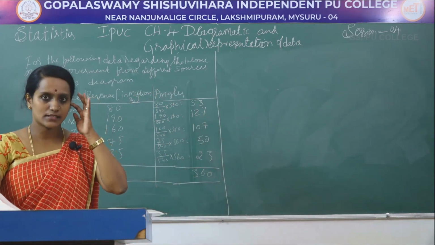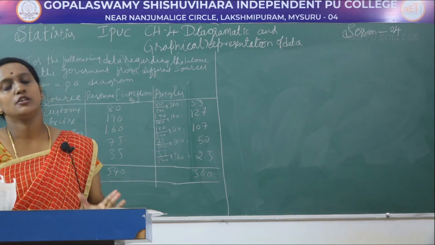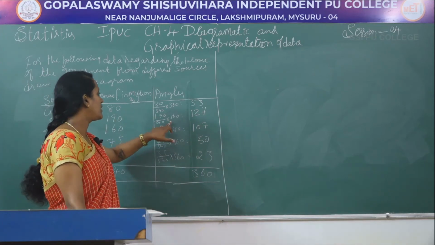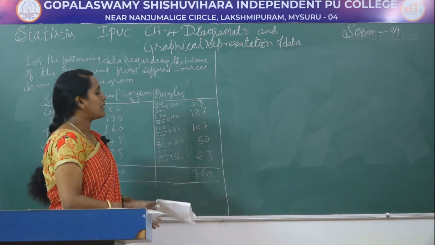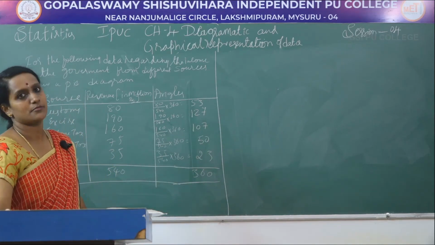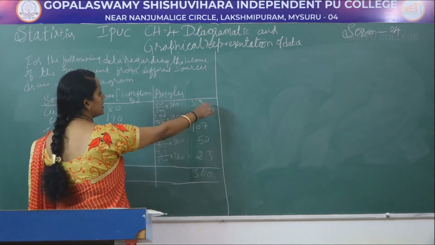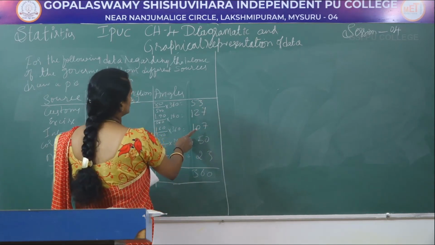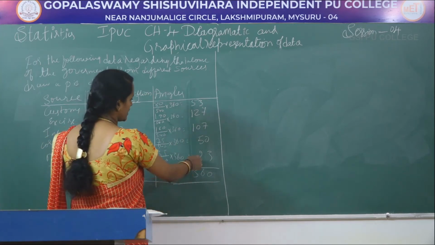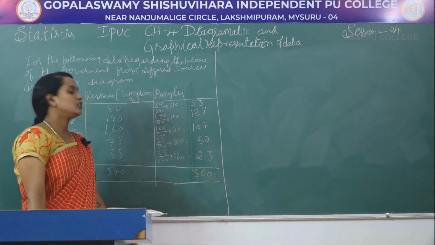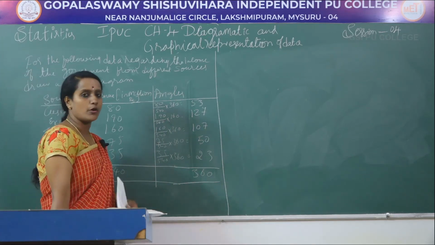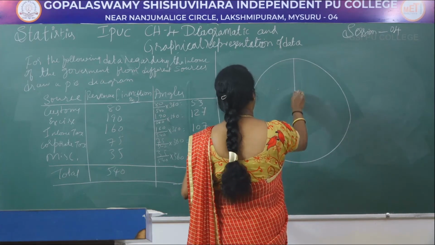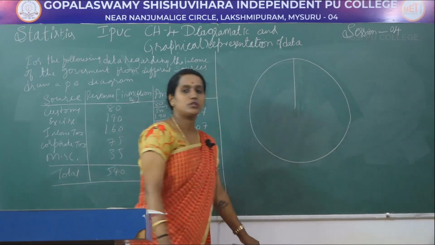When you are calculating this angle, if you get decimals, you take the approximation. See here, when I calculate this angle, I will get 126.66, so I will approximate that to 127. Here this is 53.33, so I have taken this as 53. Here also it is 106.66, so it will be 107, and this is 23.33. I have taken it as 23 only. So this is the angle.